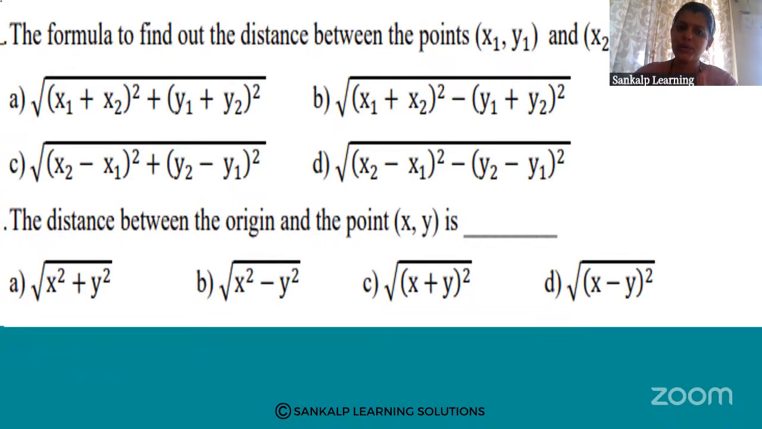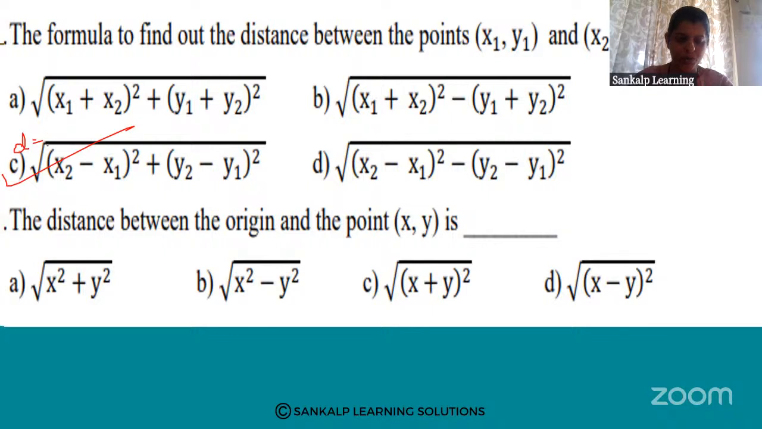The formula to find the distance between the points (x1, y1) and (x2, y2). So here they have asked for the distance formula. Which formula is right here? Yes, the square root of (x2 minus x1) whole square plus (y2 minus y1) whole square. So option C is right. So this is the distance formula.